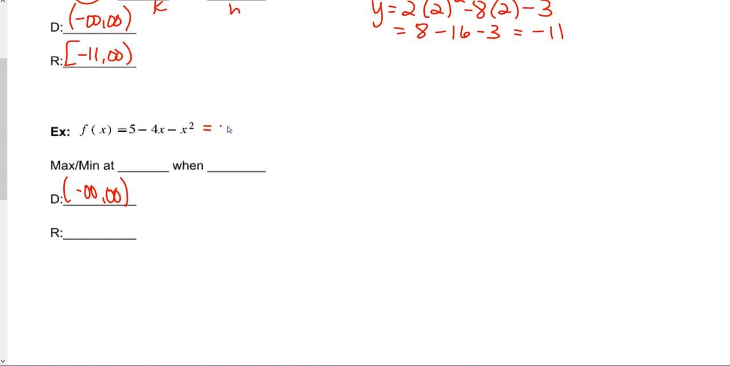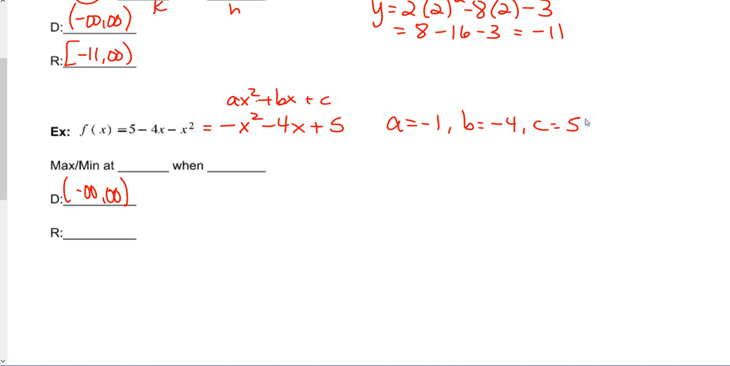Okay. Now this function, the last one we have here, kind of is moved around a little bit. So I'm going to write this as negative x squared minus 4x plus 5 so that we can see our ax squared plus our bx plus our c. So in this case, a is negative 1, b is negative 4, and c is 5. Now, if a is -1, that means that a is less than 0. That means I end up having a parabola that looks like that. It is a mountain. We have a maximum value at wherever that vertex is right there.